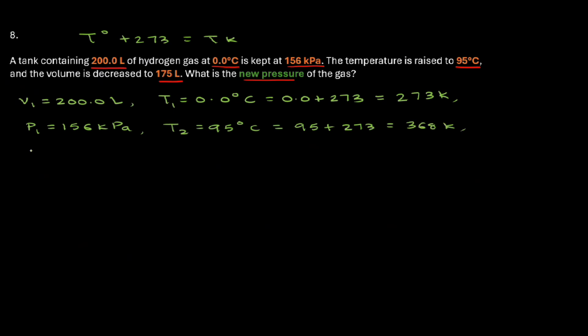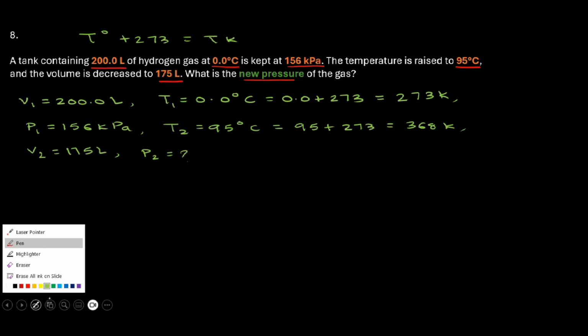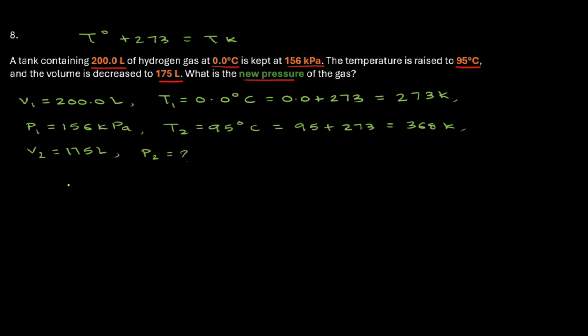And the new volume, the volume is decreased to 175 liter. They want me to find what is the new pressure P2. Whenever you have two values of volume, two values of temperature, and two values of pressure, we have to use the combined gas law to find the missing quantity. So here I want to find the final pressure P2. I will use the combined gas law, which says P1 V1 over T1 equals P2 V2 over T2.